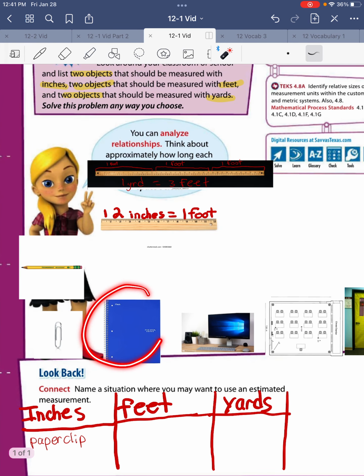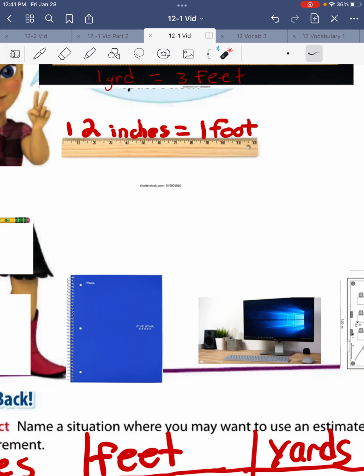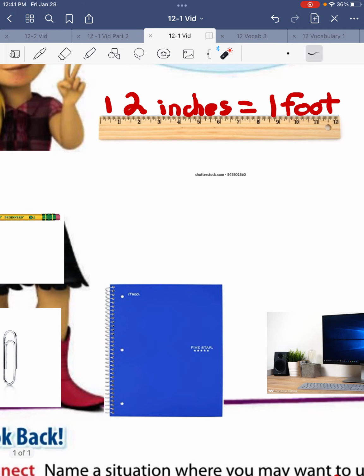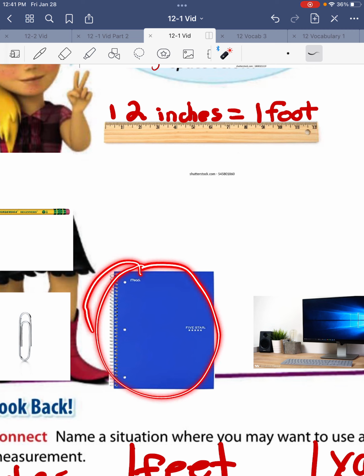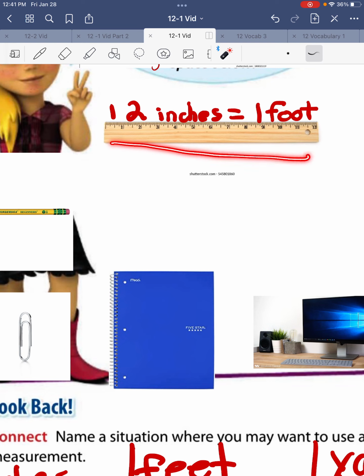My next one is a notebook journal. Okay, a notebook journal is bigger than a paper clip, so it would be past 2 inches. A notebook journal would probably be maybe up to 10 inches, maybe up to 12 inches. So that just tells me that if I'm going to measure a notebook journal, it would be feet, okay? Because it's probably going to be at 12 inches.